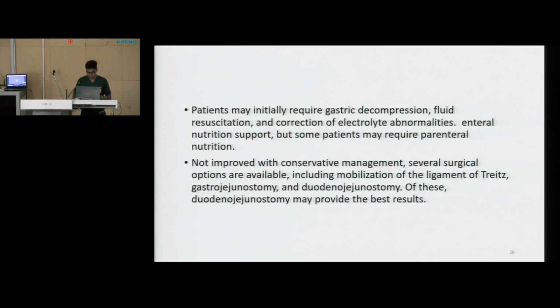Non-operative management usually involves nursing the patient in the left lateral position, which decreases the tension on the mesentery and increases the angle, helping with the symptoms. Gastric decompression is done by placing the NG tube. The patient is resuscitated with IV fluids and correction of electrolyte abnormality is usually done. Enteral nutrition is usually supported, but some patients might require parenteral nutrition, in whom the enteral nutrition cannot be provided.